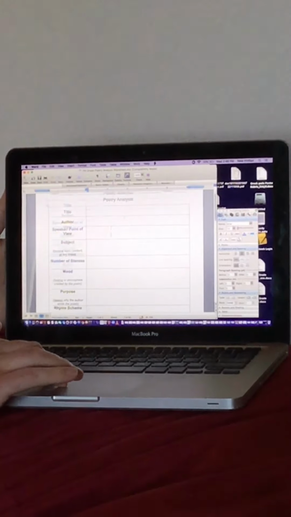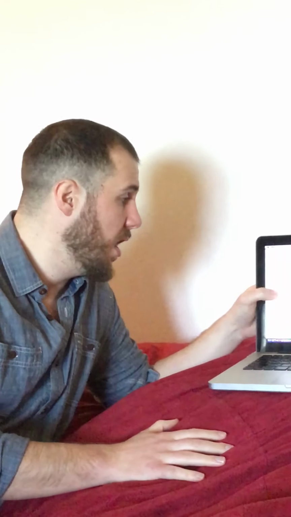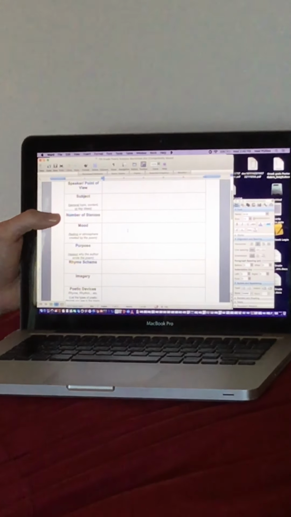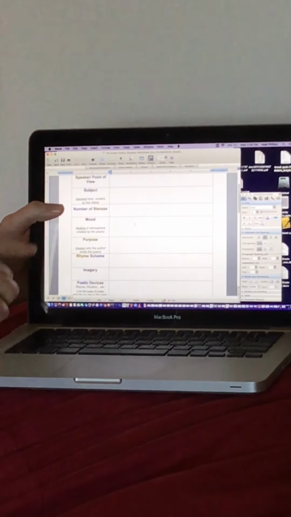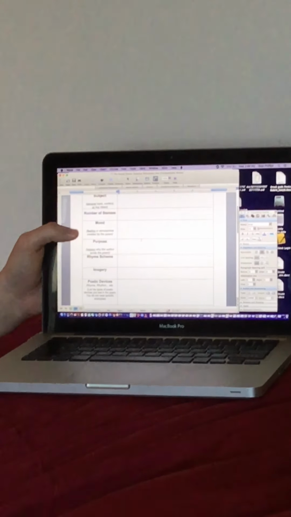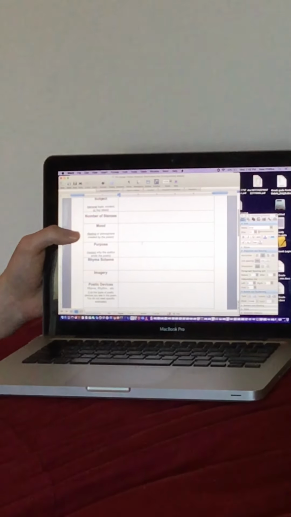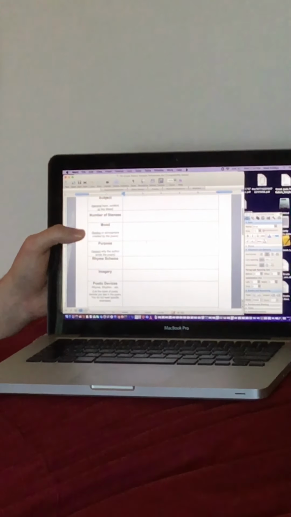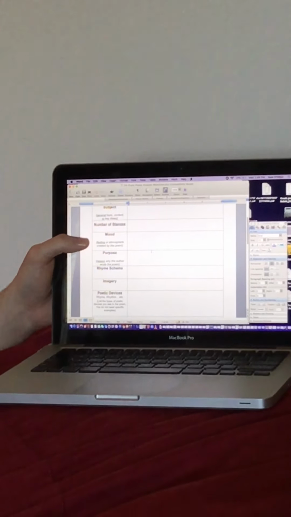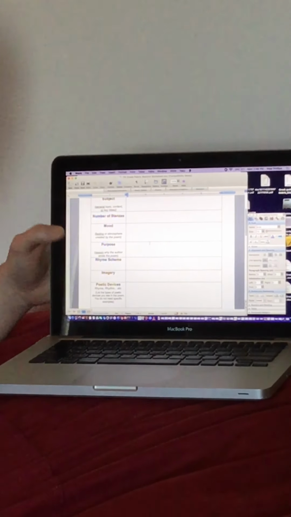Subject, that's like, what is the piece about? What is the poem focusing on? You could do a theme here if you want, but it's really just asking like, what is the poem focused on? Number of stanzas, you guys know it's like the paragraphs of poetry. Count how many there are, put the number in there, good to go. Mood is how is the poem supposed to make you feel? You can look for keywords to do this, but try to think about how should I feel, or how does the author want me to feel as I'm reading this piece.